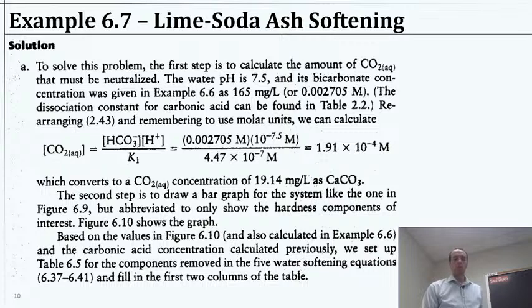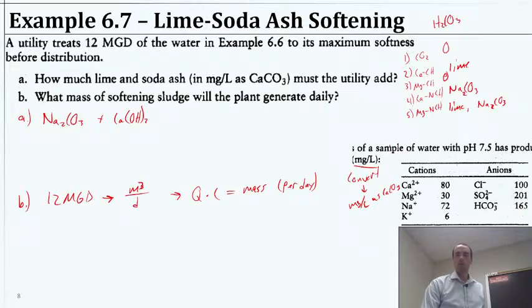per liter as CaCO3, we notice, okay, 19.14. That is a fair amount, so I was wrong to neglect that. That was a poor assumption. So we'll go ahead and correct this. Something like 19 milligrams per liter as CaCO3.